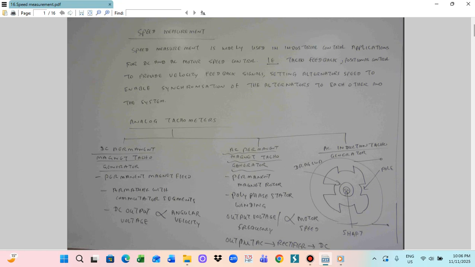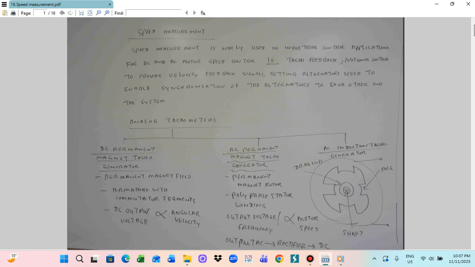DC permanent magnet tacho generator, and also the AC permanent magnet tacho generator. These are the two kinds of tachometer we usually utilize at the practical level.